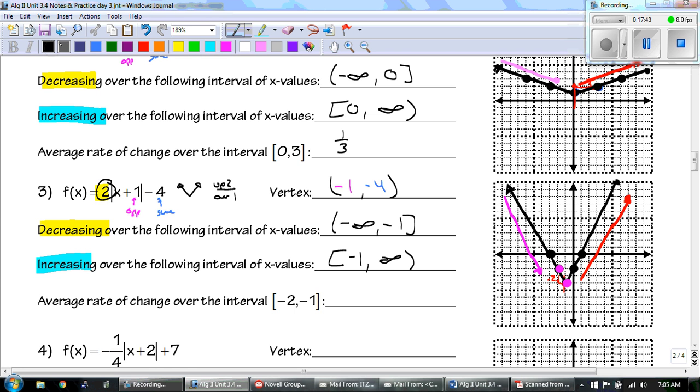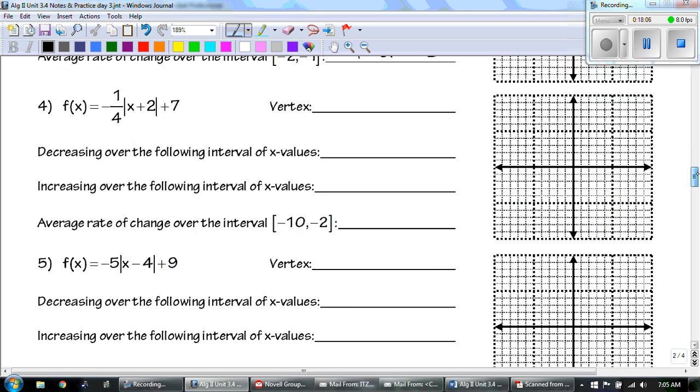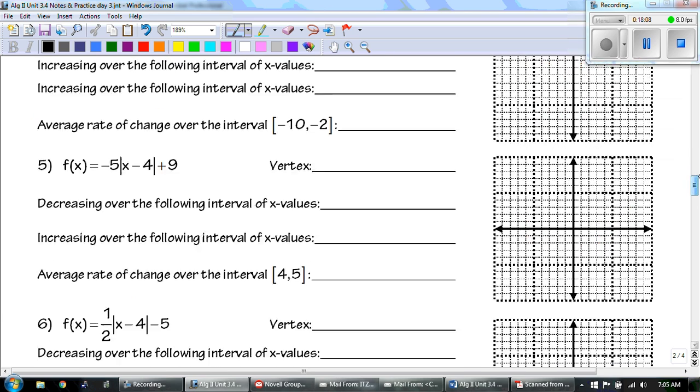Okay, so from negative infinity to negative 1, it was decreasing, increasing from negative 1 to positive infinity, and then from negative 2 to negative 1, you can see my 2 pink points. That average rate of change is negative 2. Okay, oh, we still got a couple more.